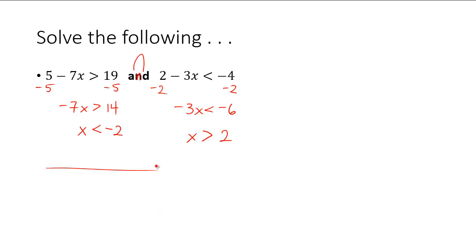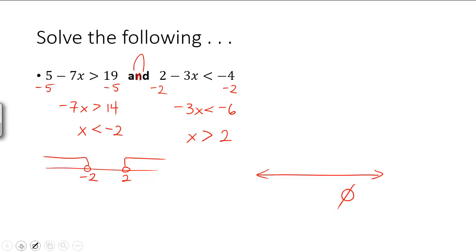So if we look at the graph, x is less than negative 2 from this inequality, and this one tells us that x is greater than 2. Now we want the intersection of that, but there are no intersection points. Therefore, the final answer is nothing. To graph it, you cannot graph any points that are common to both those inequalities. So you could say empty set is the solution.